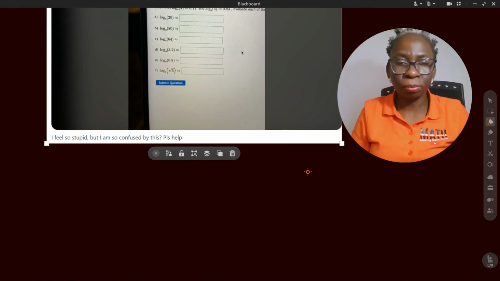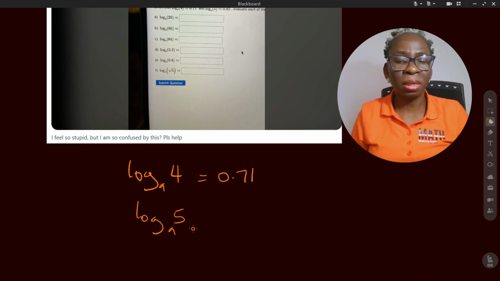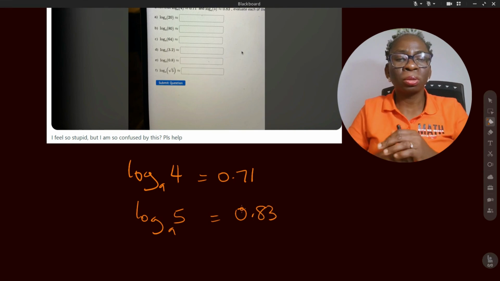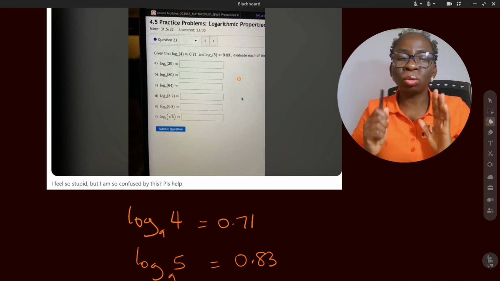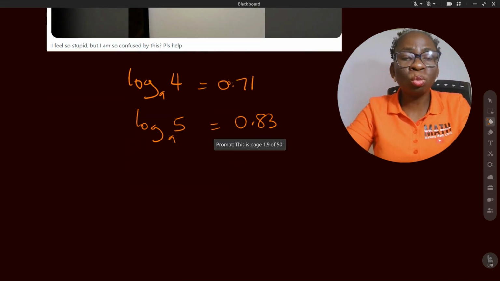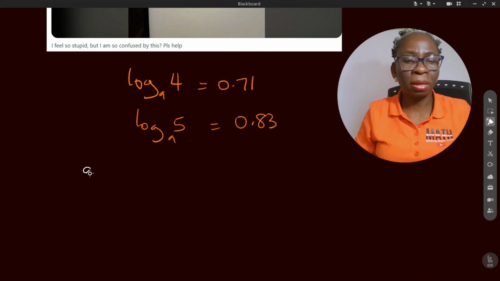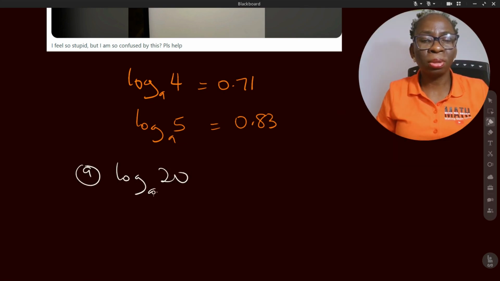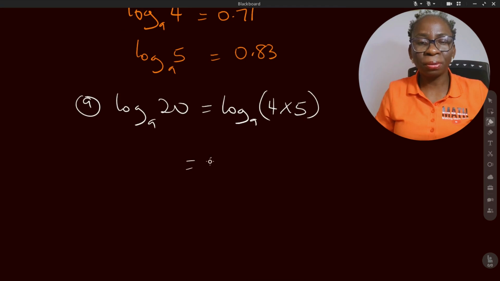The question says log 4 base A is equal to 0.71 and log 5 base A is equal to 0.83. Since all the given logs have the same base, we have to think of how to combine 4 and 5. The first one says log 20. How do we combine 4 and 5 to give 20? That will be 4 times 5, right? So for part A, we look for log 20 base A. This gives log base A of 4 times 5, and using the logarithm law, that means log 4 plus log 5.